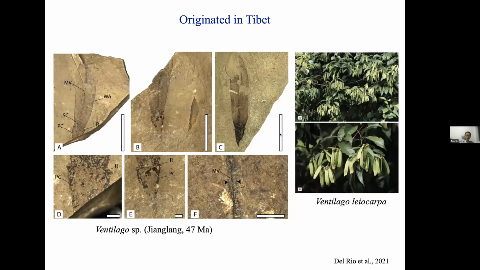One example is Ventilago. This is from the Jiangnan flora, and is the earliest fossil record around the world, as we know now, for this genus. So we think this group originated in Tibet by the Eocene.